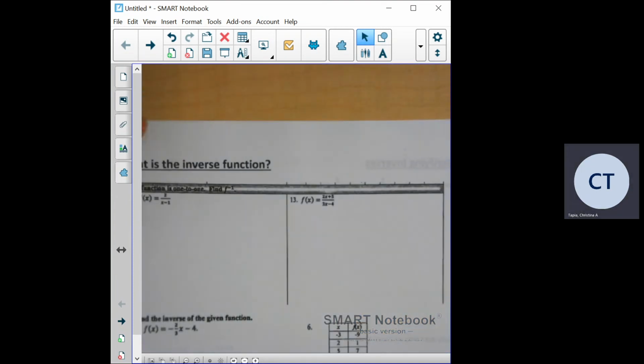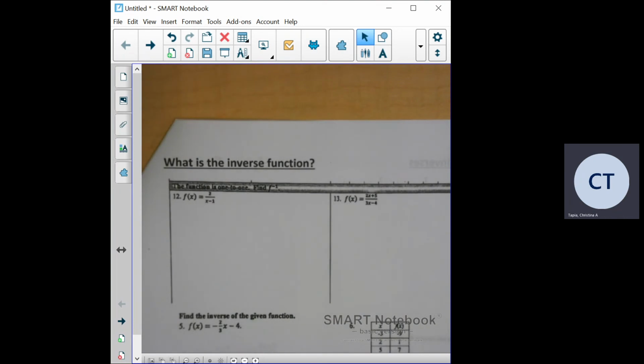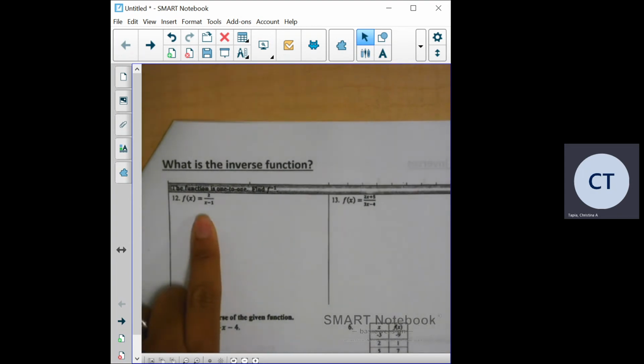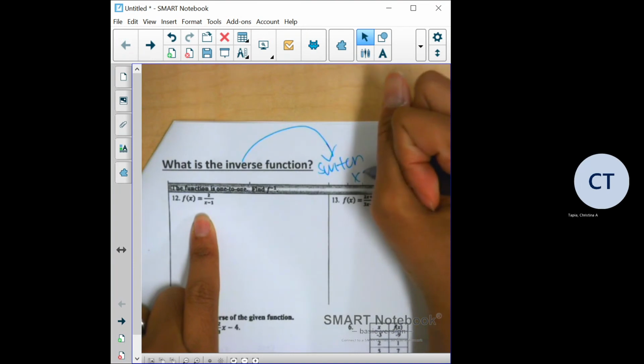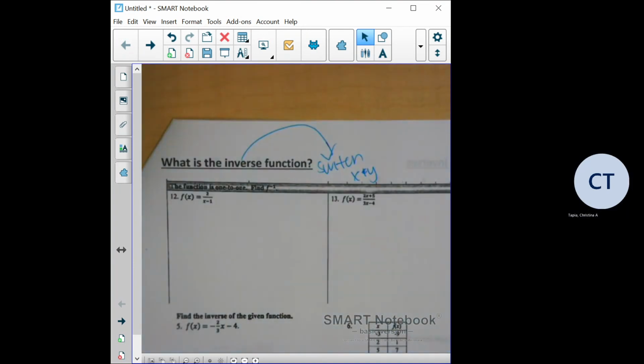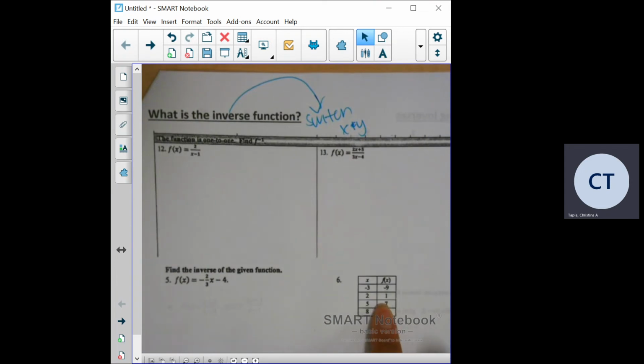All right. What is the inverse function? We already talked on the first page, when you have a graph, you can reflect it over the line y equals x, or you can switch the x and y. If you're going to look at an equation, Chelsea, how do you think we're going to find the inverse function for this equation? What do you think we're going to have to do? That's exactly it. Switch the x and y. So on this whole page, even for tables like we have down here for number 6, you're just going to switch the x's and y's.